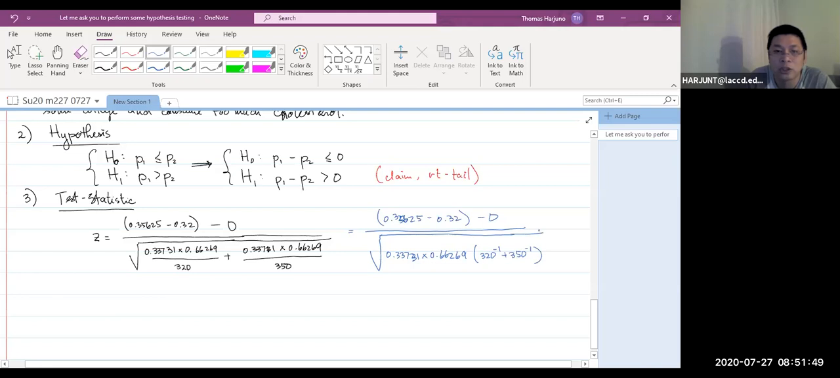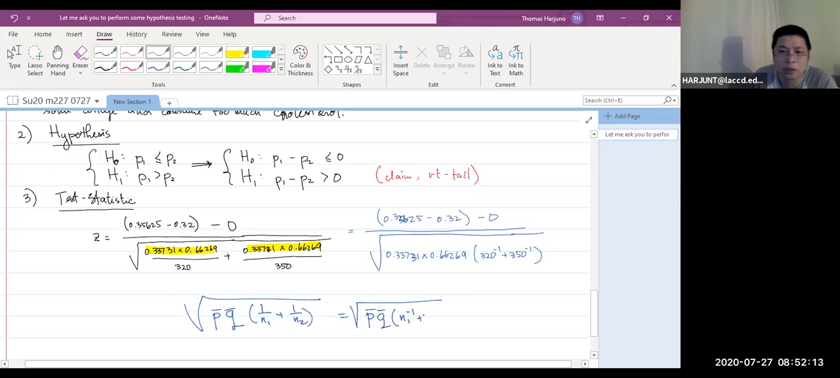Yeah, if you know some algebra, you know that you have a common factor, right? You factor it out, so it becomes p bar q bar, and then 1 over n1 plus 1 over n2, which we can represent as p bar q bar times n1 to the negative 1 plus n2 to the negative 1. That's for the denominator, if you don't want to type too much.